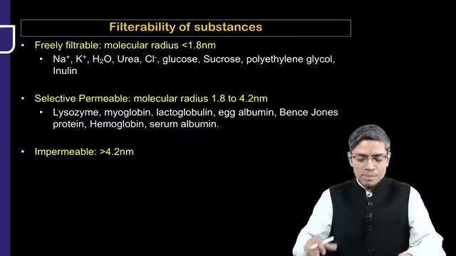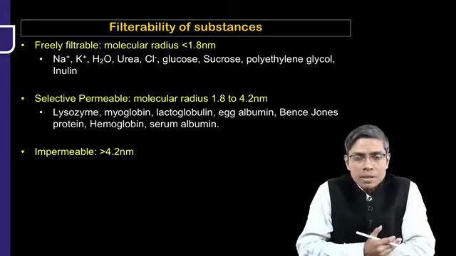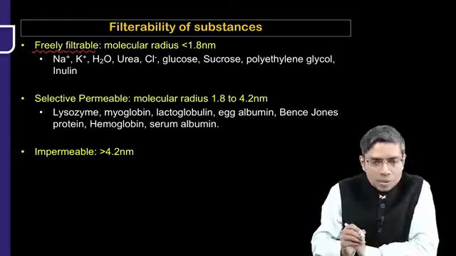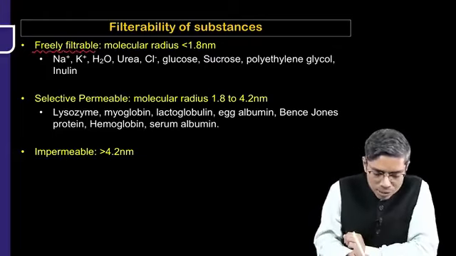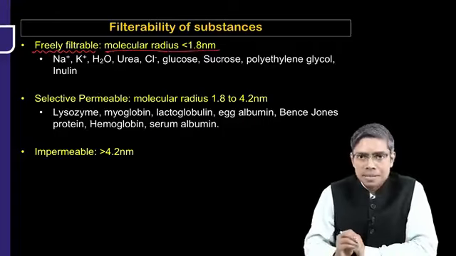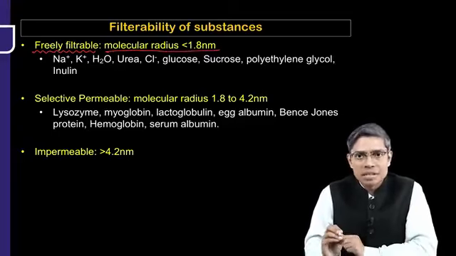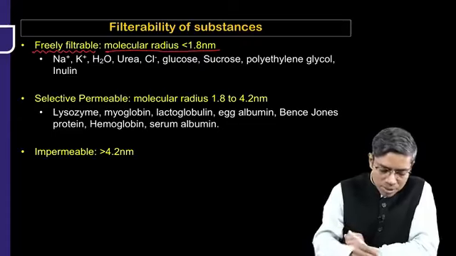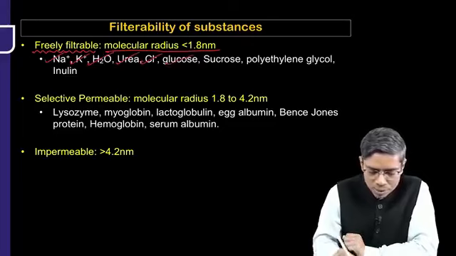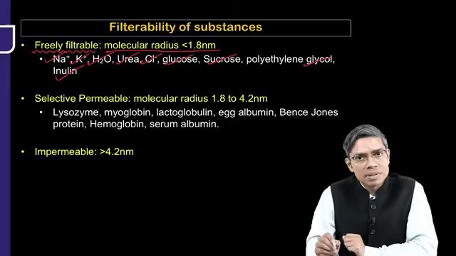So accordingly, we have classified the different substances according to their filterability. We have classified the substances as freely filterable substances. Any substance which has a molecular radius lesser than 1.8 nanometer will be freely filterable at the level of the barrier without any hindrance. What are the examples of those substances? Sodium, potassium, water, urea, chloride, glucose, sucrose, glycol, inulin, all of them are freely filterable substances.